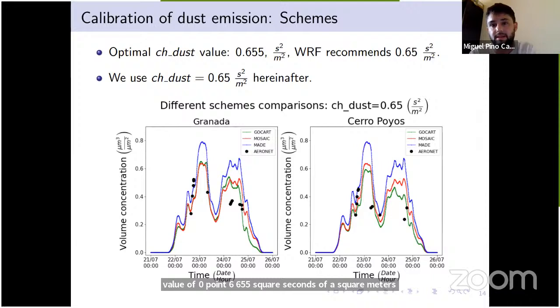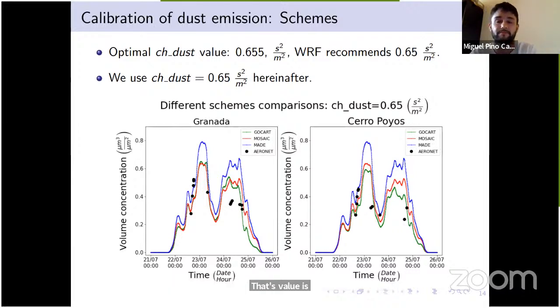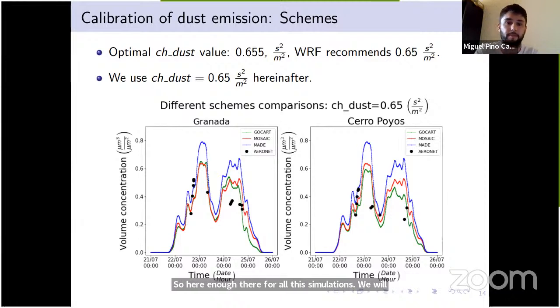On the other hand, the recommended CH_DUST value in WRF for the Saharan Desert is 0.65 square seconds over square meters. So our optimal CH_DUST value is less than 1% different from the value recommended by WRF. So hereinafter, for all the simulations, we will use the CH_DUST value of 0.65.